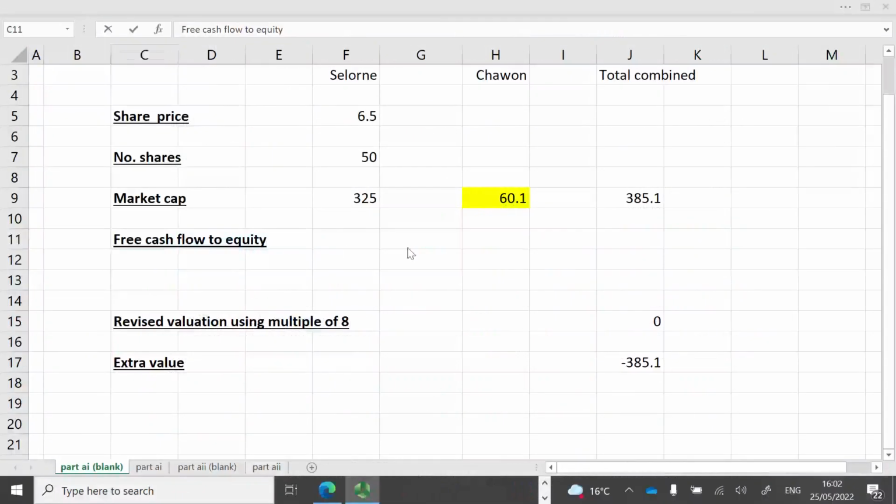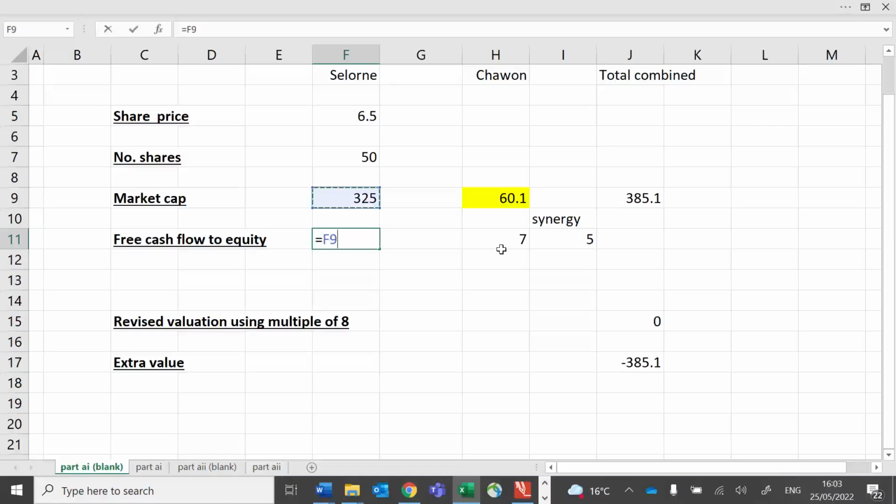So the approach I have to take is to work out the free cash flow to equity for Selorne. It's given for Q20, and there's also some synergy of 5 million. The free cash flow to equity, we're told, currently is a ratio of 8 compared to the market capitalisation, so I can work backwards to get that number.